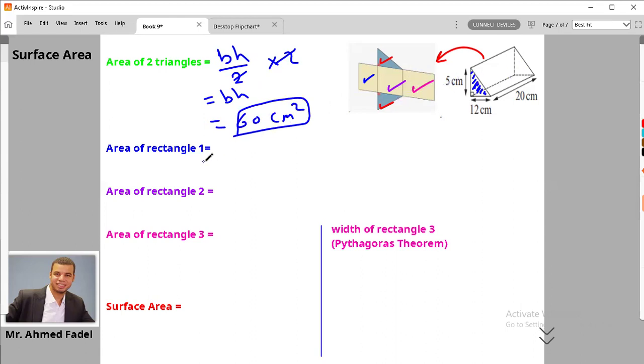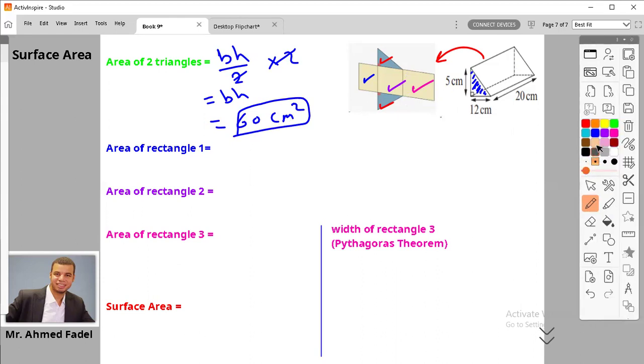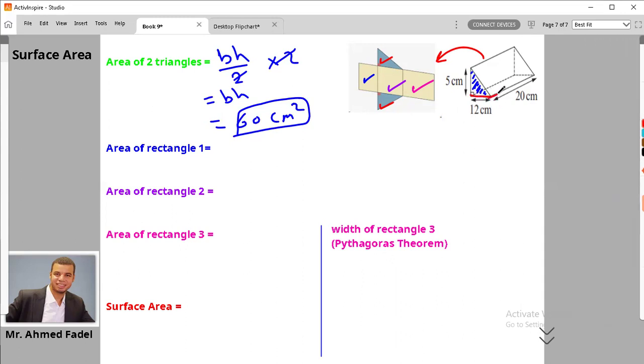Okay, good. Let's find the area of the first rectangle. Let's use whatever color we need. I'm going to change it and make it blue. All right. So here, you see this one. This rectangle down there, we're going to need to find the area of it. It's definitely 12 multiplied by 20, which is 240 centimeters squared. And here is the area of the first rectangle.